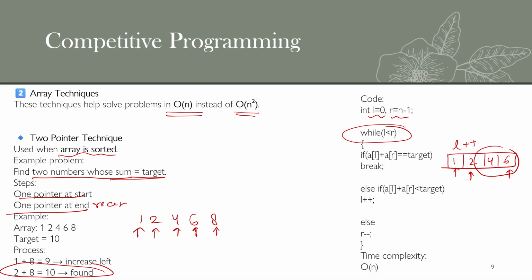Similarly, if it is greater than your target, that means your value would be smaller. So you have to move to the left hand side. Your time complexity will be Big O of n.